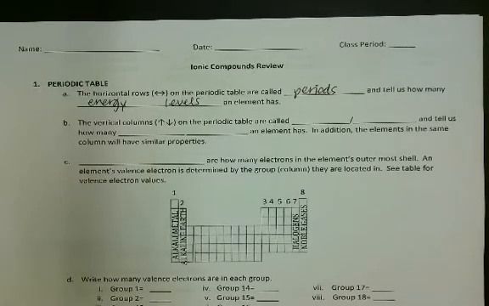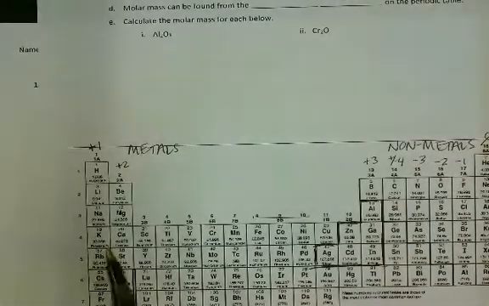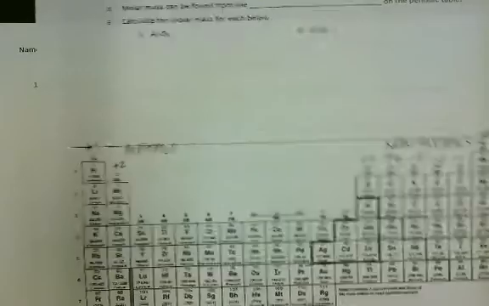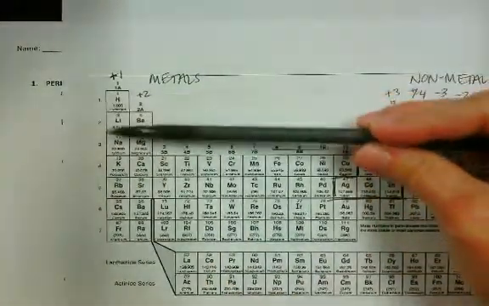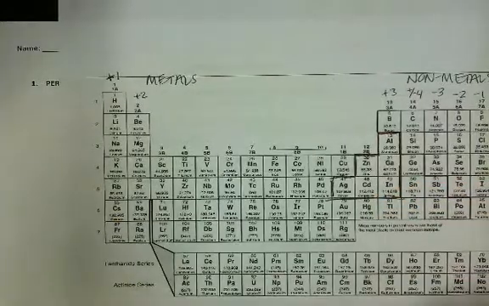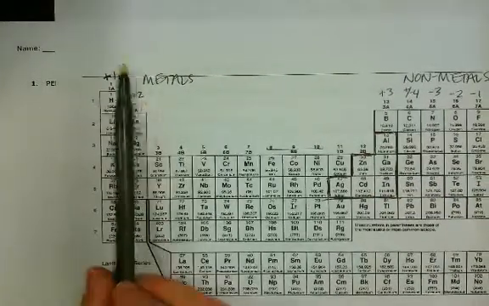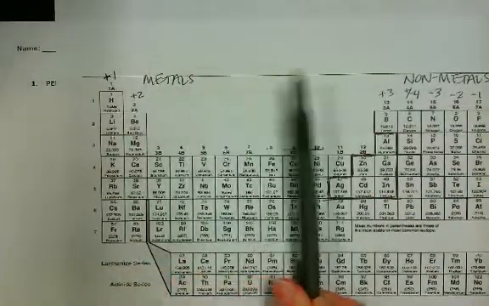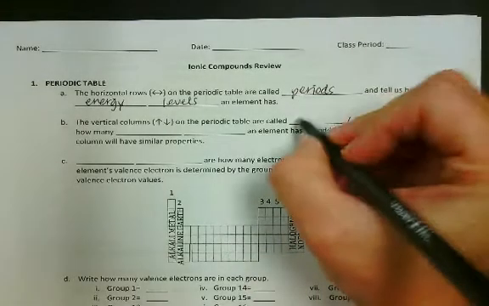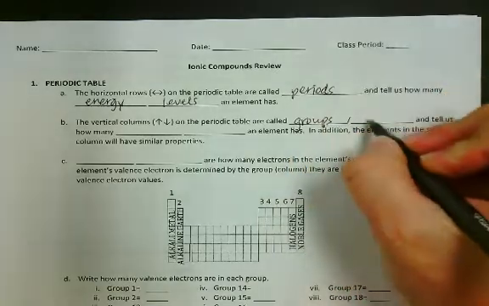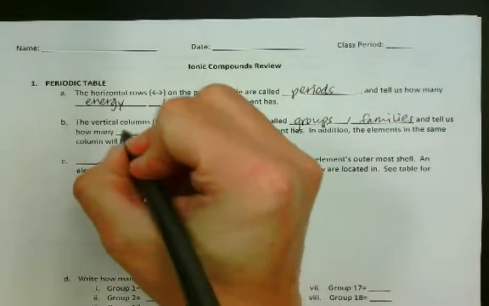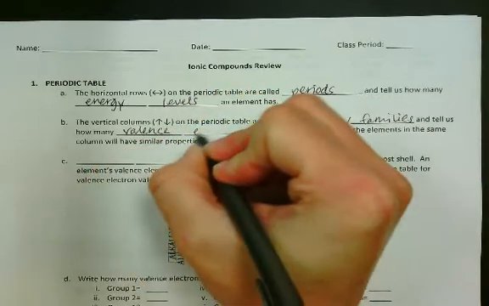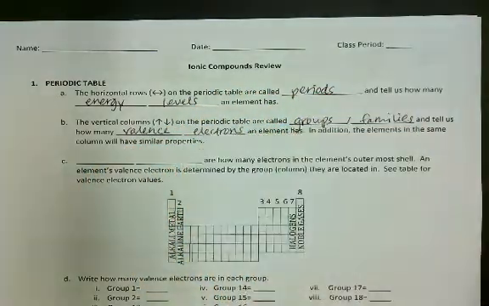Now, energy levels, when you look at your periodic table, you will see the numbers to the side. So it goes 1 through 7, and you can see each of them has its individual energy levels. Now, the vertical columns are known as our groups and families, and they tell us how many valence electrons each element has.